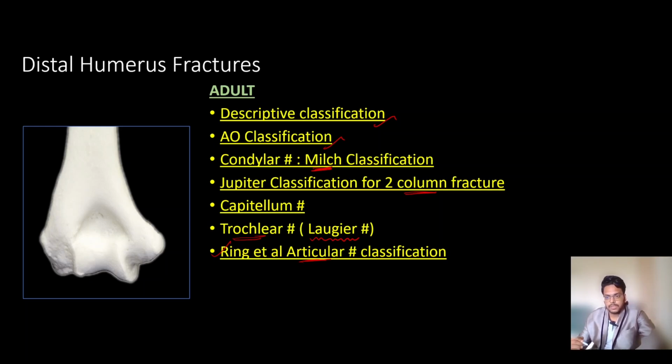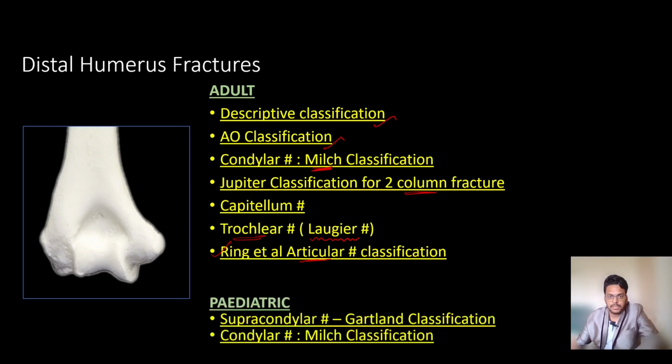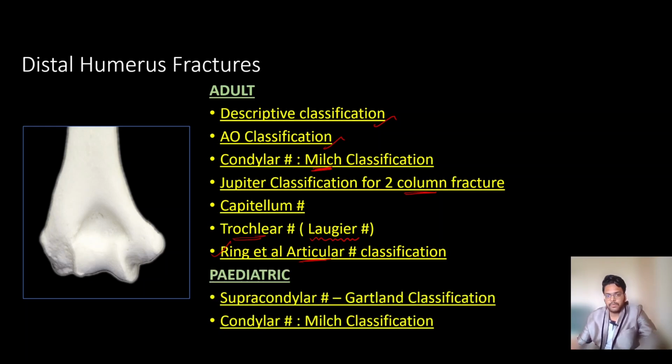for the distal humerus and will be regularly asked in your exams: the supracondylar fracture, the Gartland classification, and the condylar fracture, the Mills classification in the pediatric age group. Okay. So, we will discuss each of these classifications.